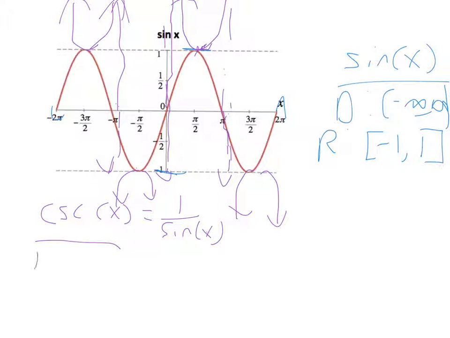For cosecant, the domain would be all real numbers except for the asymptotes. So it would be the set of all x values such that x cannot equal numbers such as pi, 2 pi, etc. So you could say x cannot equal k times pi, with k being an integer, because as long as it's an integer, there will be an asymptote at that number.